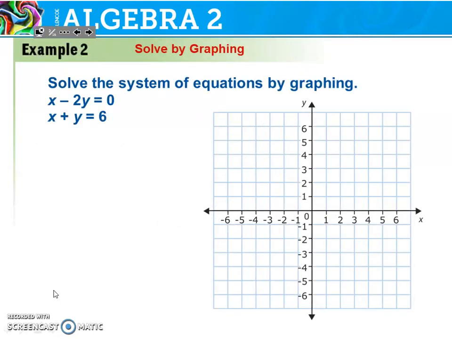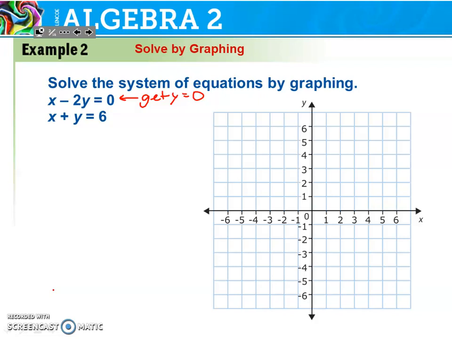So starting out, they want you to solve the system of equations by graphing. Okay, so here's my system of equations. x minus 2y equals 0, x plus y equals 6. So I need to solve the system of equations by graphing. So if I want to graph this here, what do you guys think I need to do first? I hope you're thinking that you need to get it to be y equals, because we just went over how we graph those lines in that y equals form.